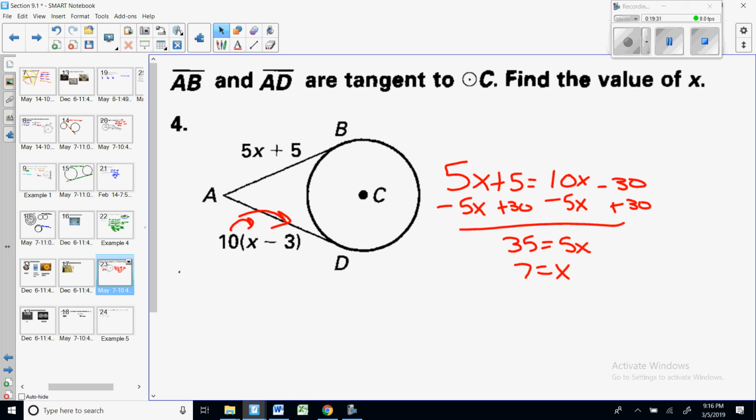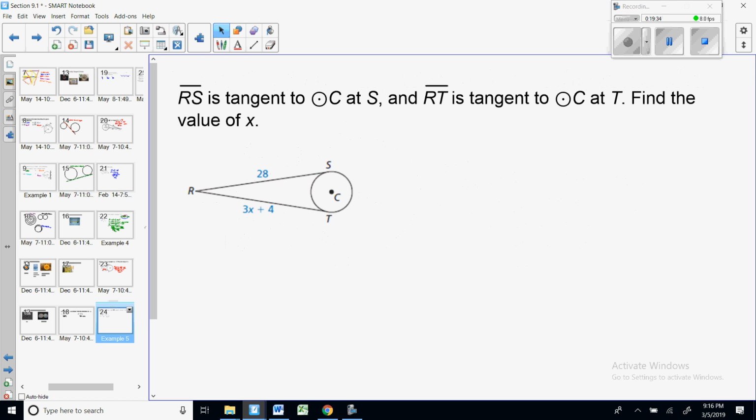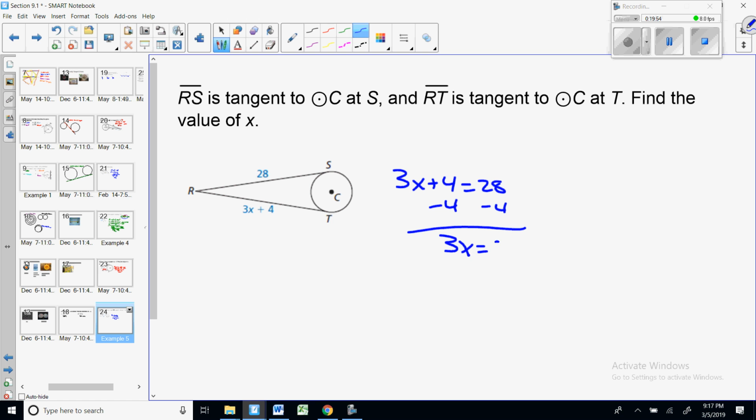Now, not all problems are going to look like that. Some of them will end up being linear equations where you don't have to deal with any distributive property. For example, in this case, RS and RT are both tangents drawn to circle C from point R. And as a result, the distance from R to T and the distance from R to S are the same. Therefore, 3x plus 4 is going to equal 28. We'll subtract 4 from both sides, so 3x is 24, and that means that x will be 8. Okay, and again, if you plug that in, you can check your work to make sure that it does work out. Questions there?